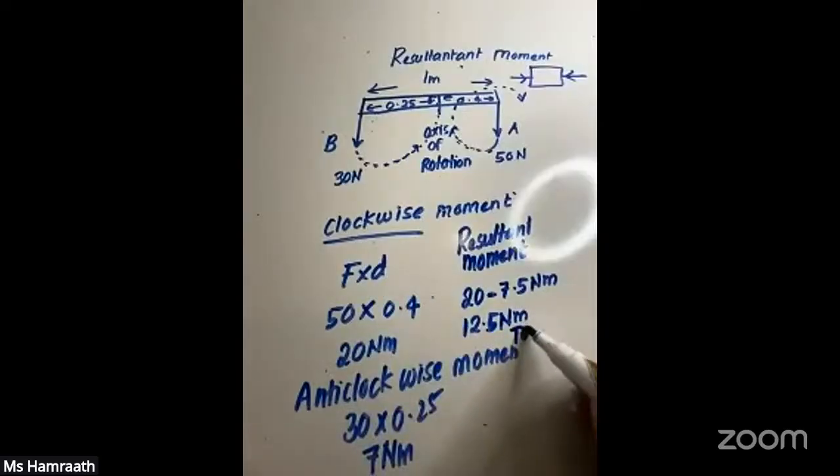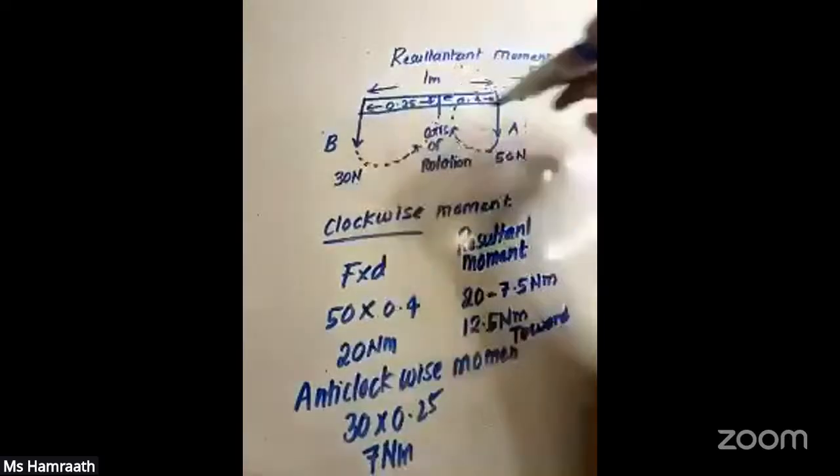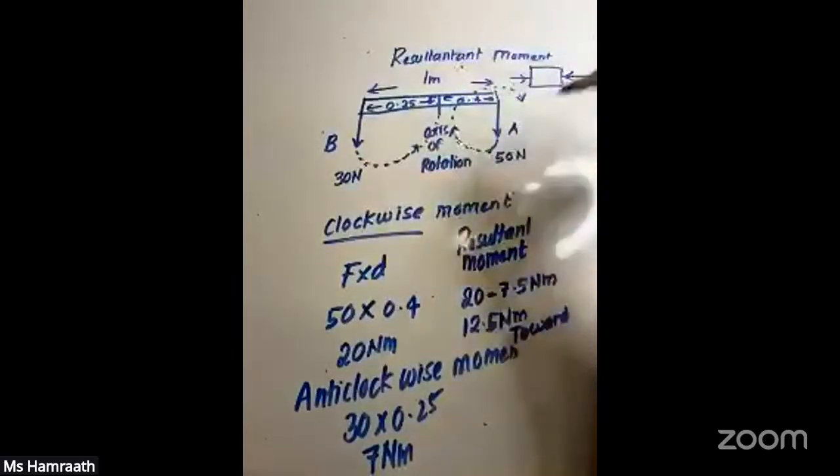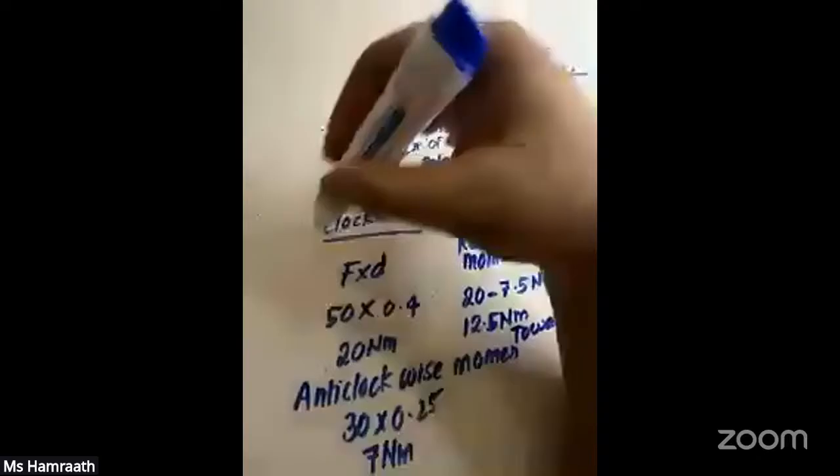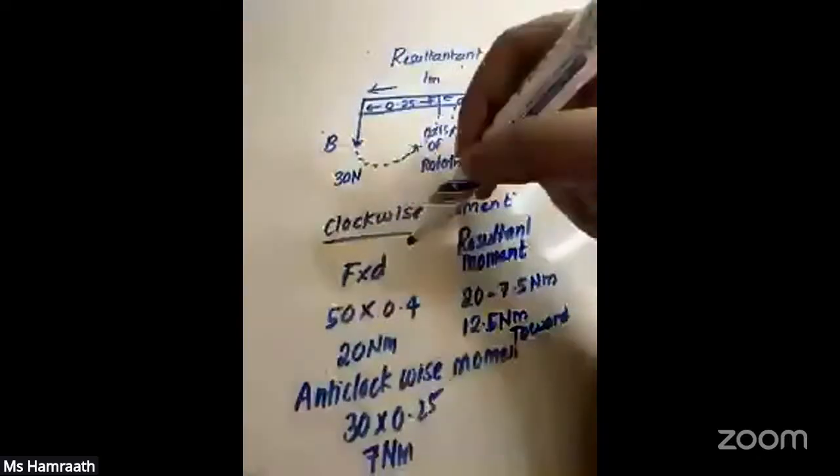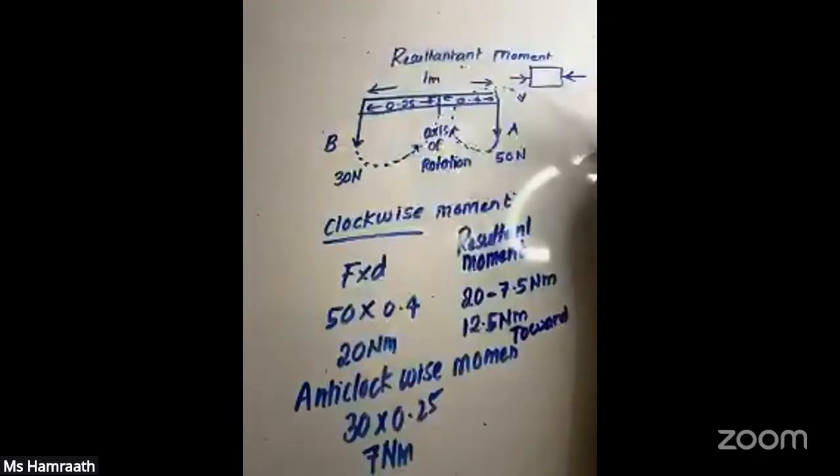Can you tell me who has the highest moment of force? Clockwise. So we write towards clockwise. That means this object will move more towards the clockwise, because the clockwise moment is larger. Got the idea? Understood how to find the resultant moment?